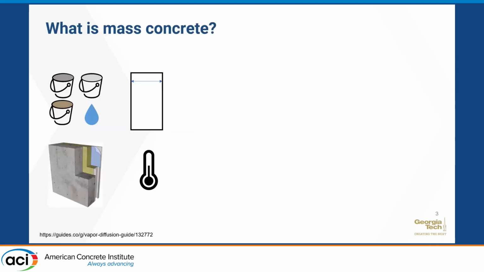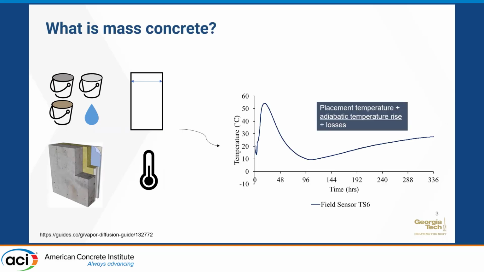So mass concrete is a structural element where a combination of the mixture design, the element geometry, the boundary conditions, and the environmental conditions contribute to large temperature rises in the concrete element. And these large temperature rises could result in durability issues if not controlled.